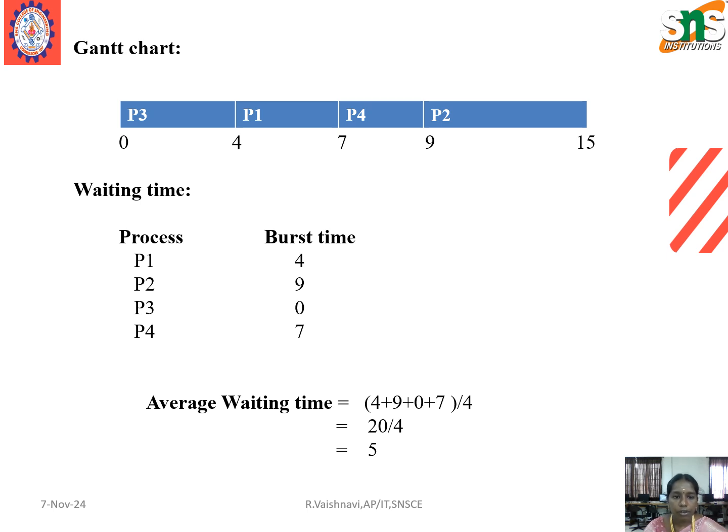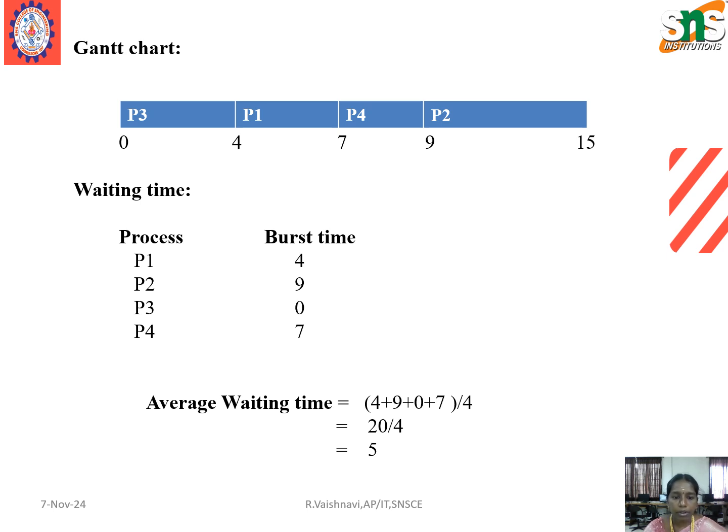According to the priority, process 3 will execute first, so the burst time will be 4 milliseconds, so 0 to 4. And then process 1, the burst time for process 1 is 3, so 4 plus 3 is 7. And then process 4, the burst time for process 4 is 2, so 7 plus 2 is 9. And then process 2, the burst time for process 2 is 6, so 9 plus 6 is 15.